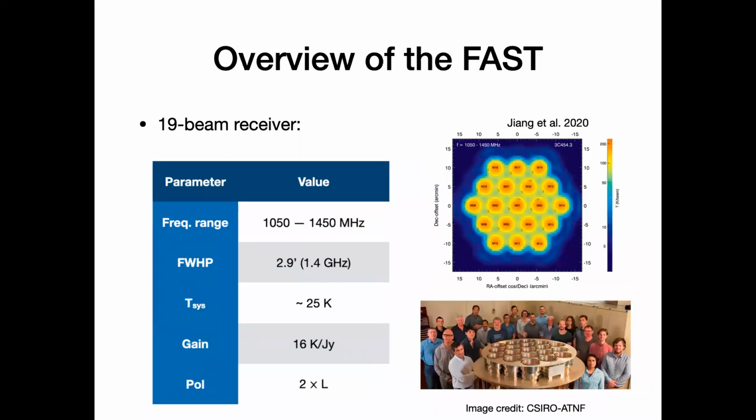And most importantly, we have installed the 19-beam receiver, which was built in SIO. And we found this kind of multibeam receiver is very rare, and with that we can do a lot of things, for example, pulsar and FRB surveys, as well as HI.